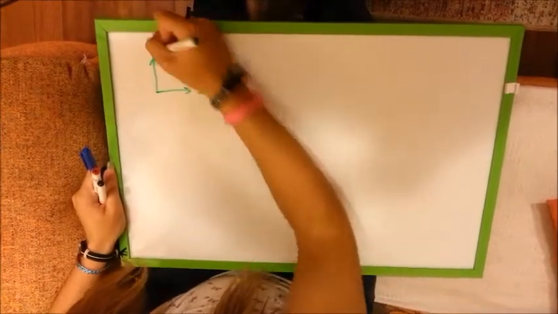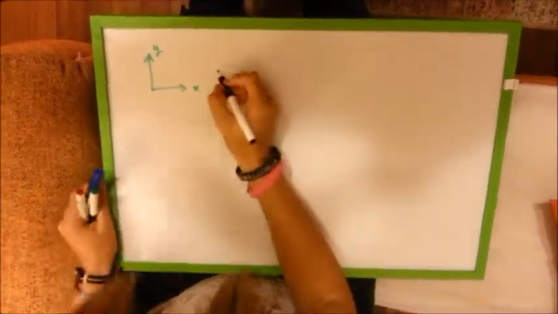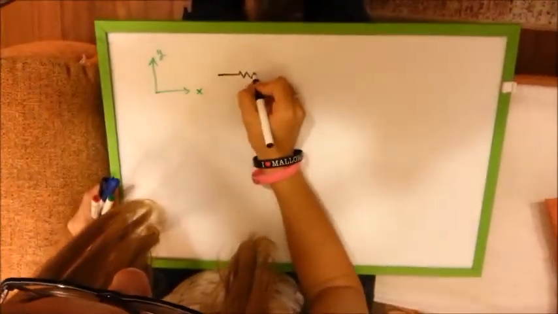We will take a system of reference like this. This is the positive x-axis and this is the positive y-axis. So here we have our spring.